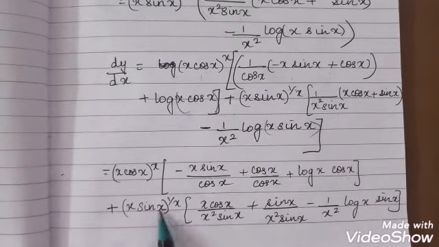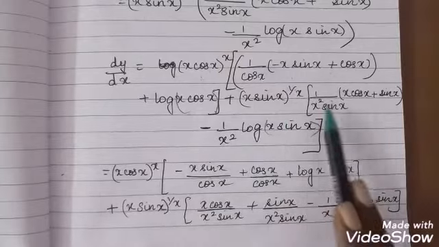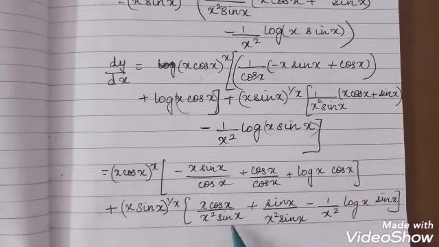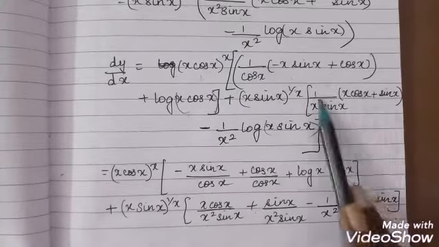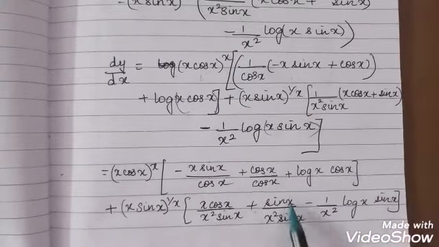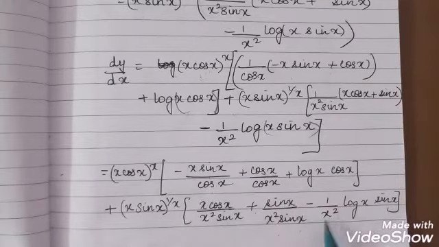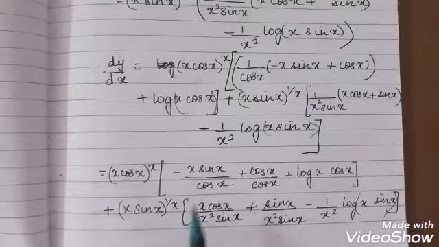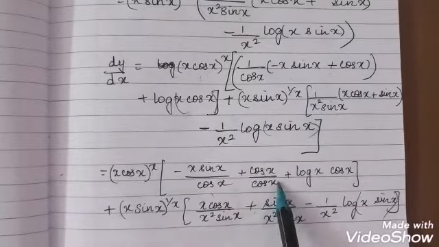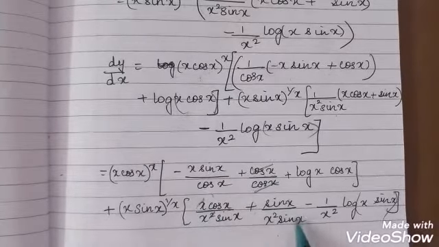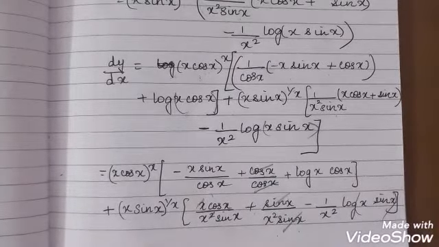Plus (x sin x) to the power 1 by x. When I multiply this, you're left with x cos x divided by x squared sin x, plus when you multiply this, what will you get? Sin x divided by x squared sin x. Now here it's minus 1 by x squared log of (x sin x). So you know this is nothing but tan x. Here if you see it gets cancelled. Here 1 by x and x get cancelled. Here again sin and sin get cancelled.